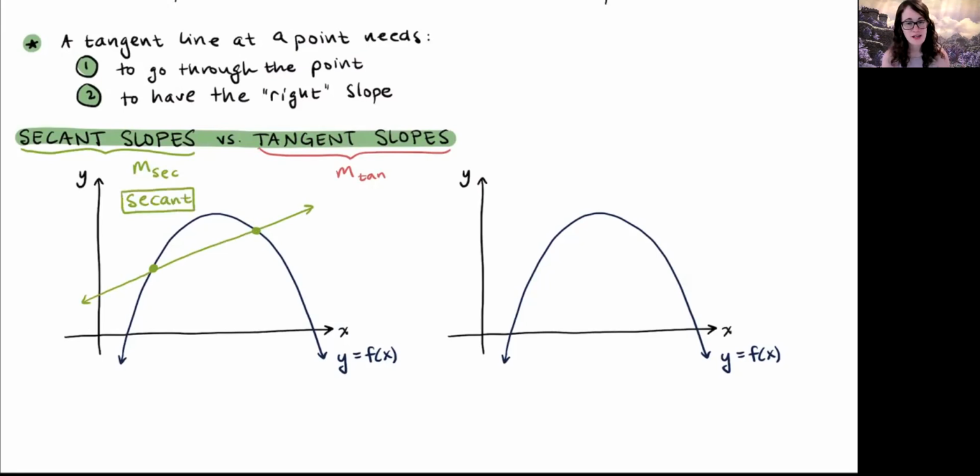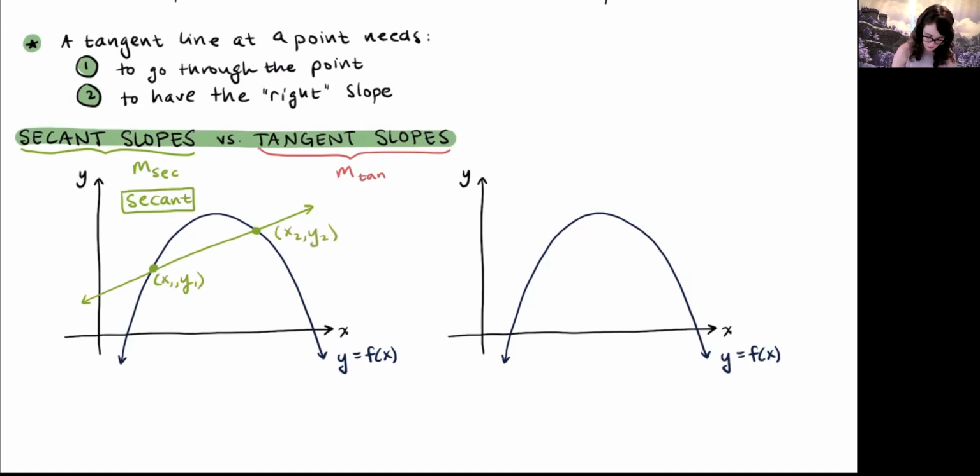If we wanted to find the slope of this line, all we would need to do is find change in y over change in x. So let's just label what these points are. Maybe we'll call this point here x1, y1, and let's call this point over here x2, y2.